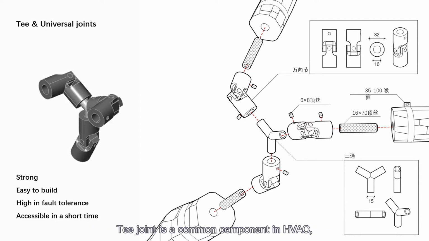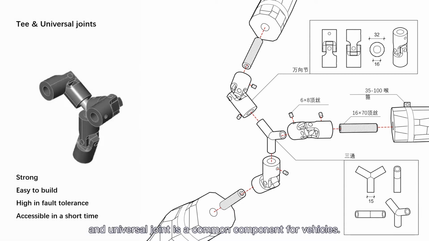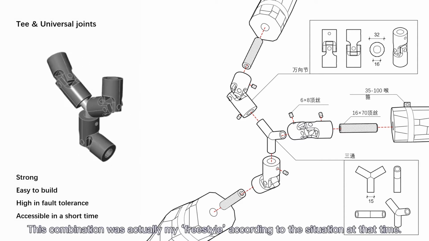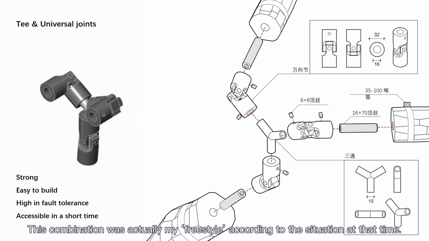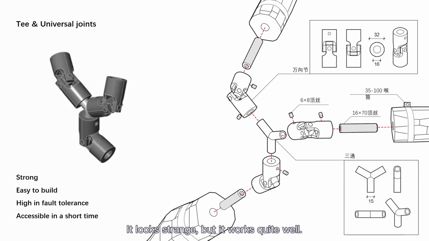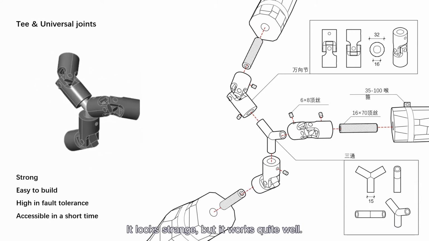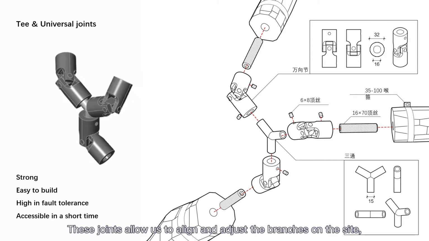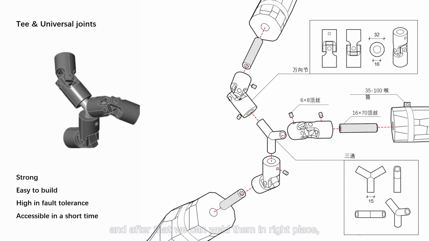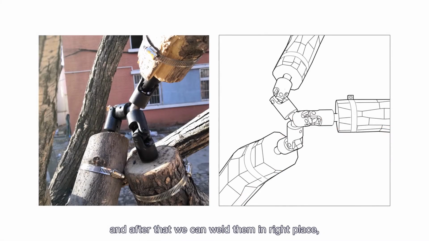T-joint is a common component in HVAC, and universal joint is a common component for vehicles. This combination was actually my freestyle, according to the situation at that time. It looks strange, but it works quite well. These joints allow us to align and adjust the branches on the site, and after that we can weld them in the right place, which greatly reduced the difficulty of our construction.